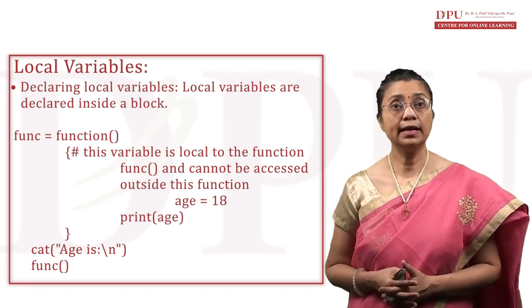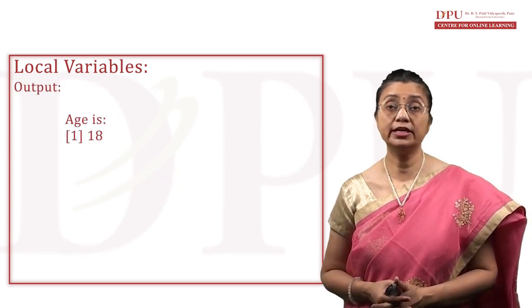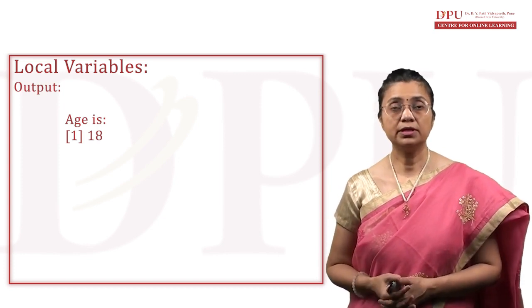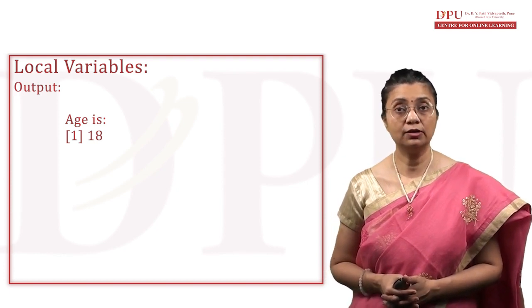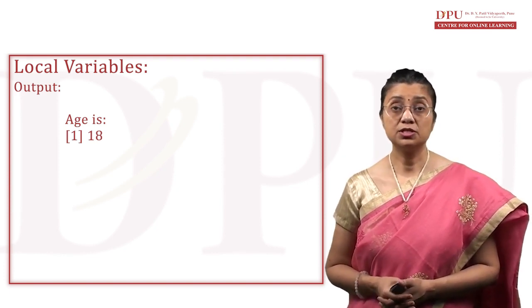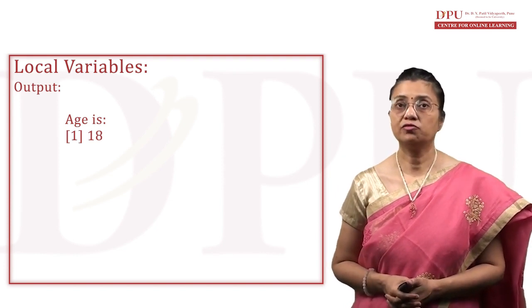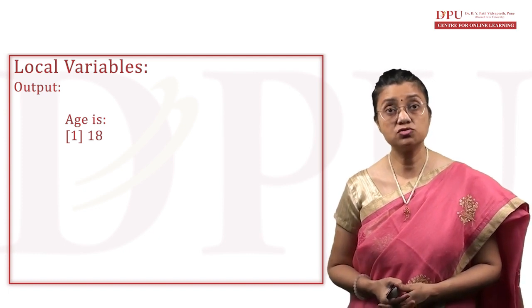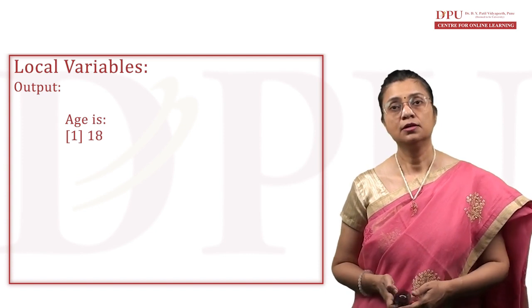Func is my variable, I'm calling that. So what is it printing? It is printing age 18. Age is 18 and 18 is my value which is printed, and now you can see over here that 18 is the value which is printed and age is printed through the cat command which is outside the block of the function. So the func function is using the local variable age and its value is printed inside the function.